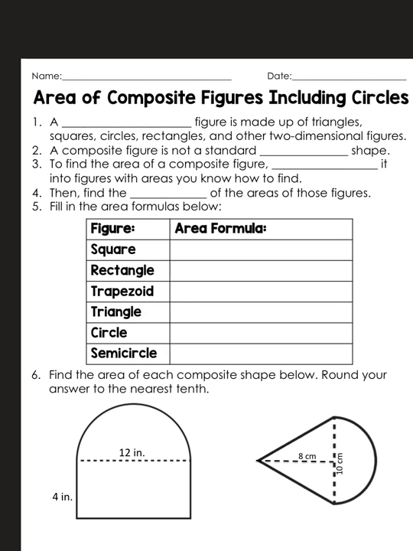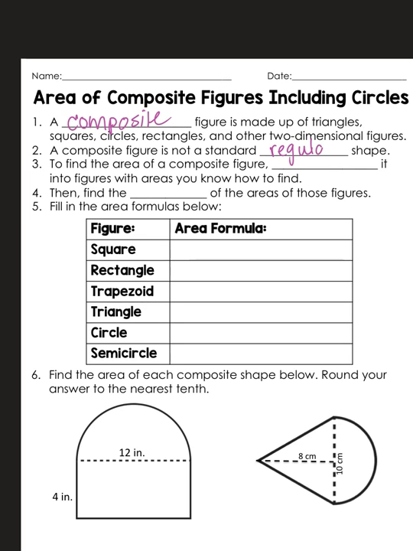Okay, we're going to talk about composite figures. A composite figure is made up of squares, rectangles, triangles, circles, any two-dimensional figures. And a composite figure is not a standard regular shape.